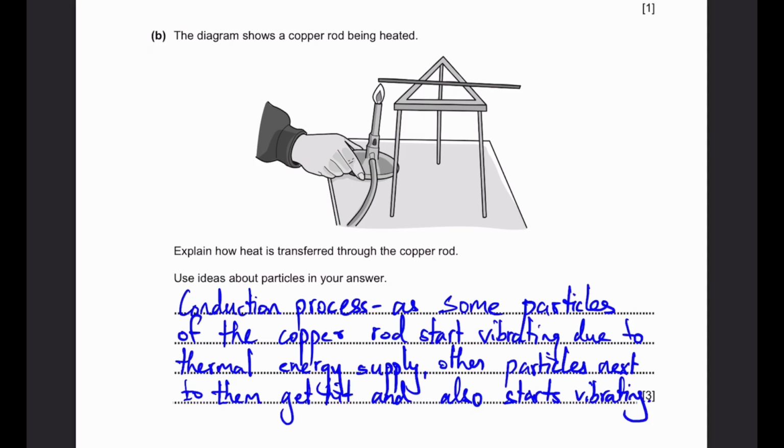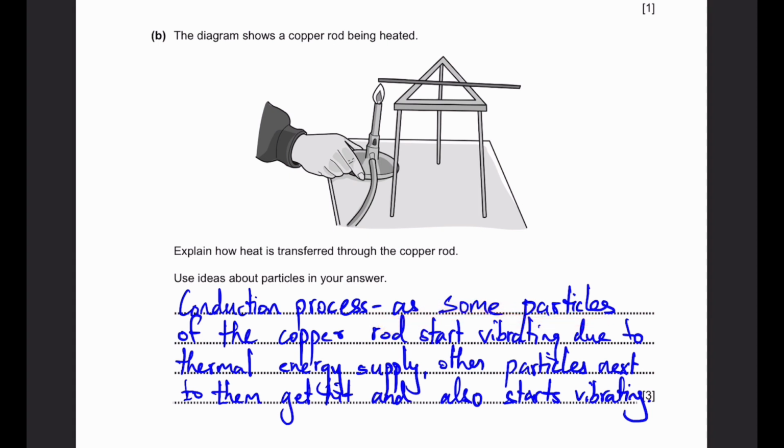B. The diagram shows the copper rod being heated. Explain how heat is transferred through the copper rod. Use ideas about particles in your answer. Well, how heat is transferred through the copper rod is by conduction. So I wrote conduction process. And then we just explain it.